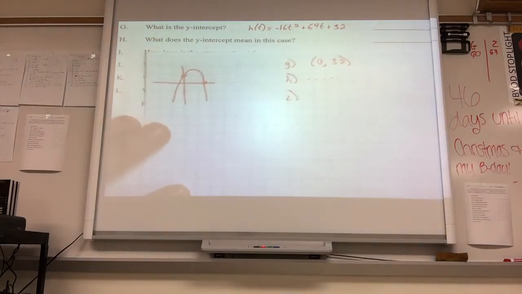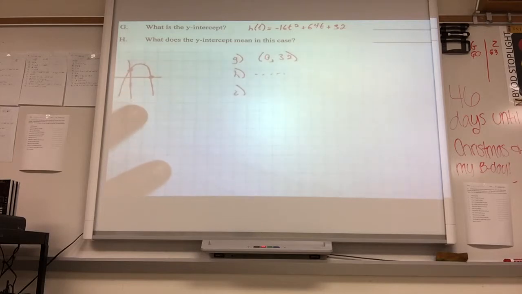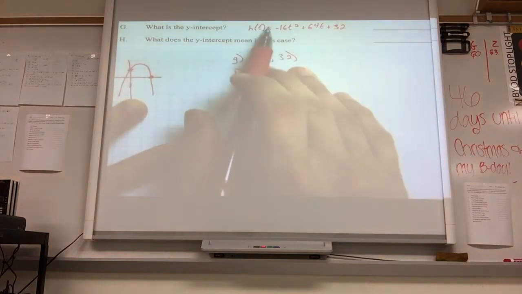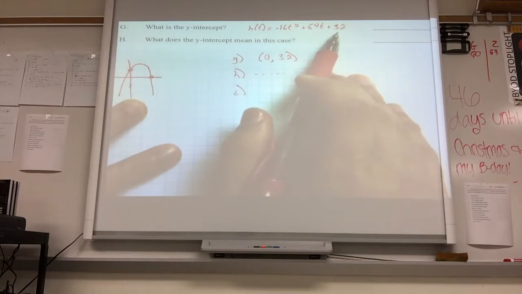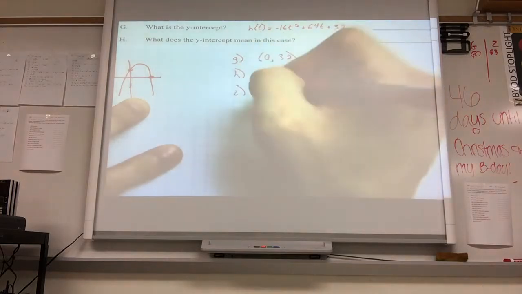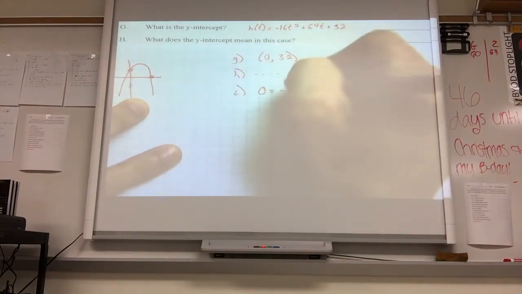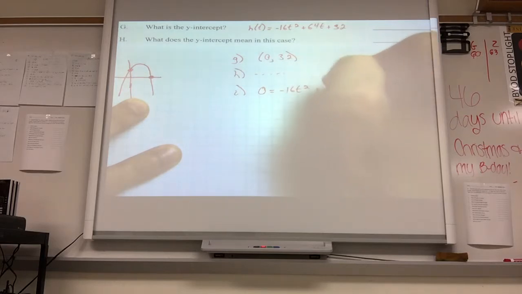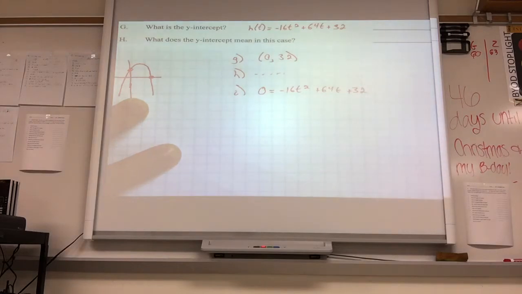So finding the roots, again, we're going to be setting the equation equal to 0. So here's the equation up here. Set the height equal to 0. So 0 equals negative 16 t squared plus 64 t plus 32. Would it be the same thing as C? C asks, when is the arrow 32 feet? The difference is, this one, the height's 0, right? The other one, the height's 32.